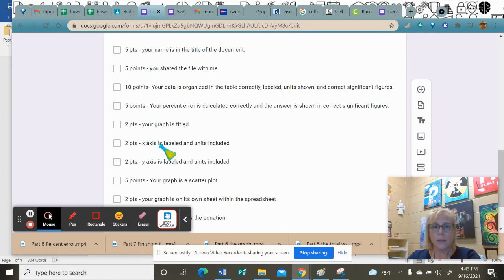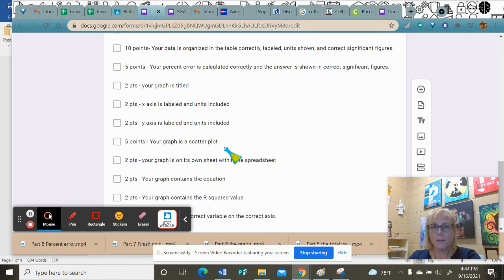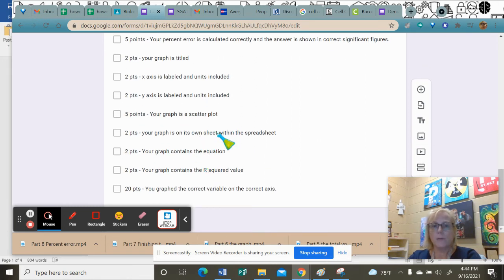Your graph is titled. You have an x-axis label in units. Your y-axis is labeled with units. Your graph is a scatter plot. Your graph is on its own sheet. It's not just a little picture, but it's on its own sheet. Your graph contains the equations, it contains the R squared value, and you actually graph the correct thing. So the correct variable is on the correct axis.